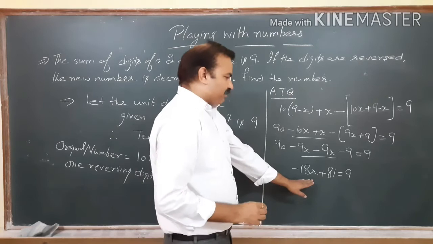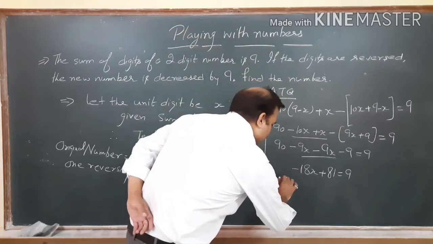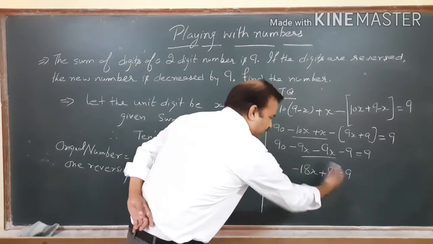We have to put this x in terms of the positive, so we'll shift the other side, and we'll shift 9 to the left hand side.